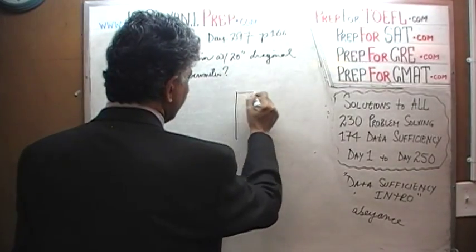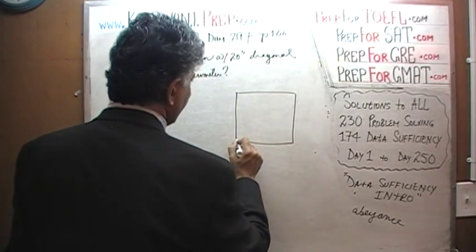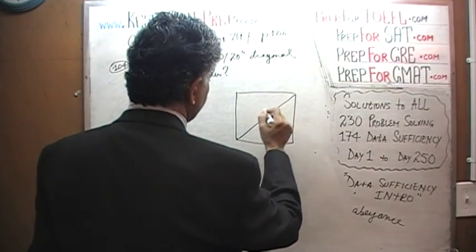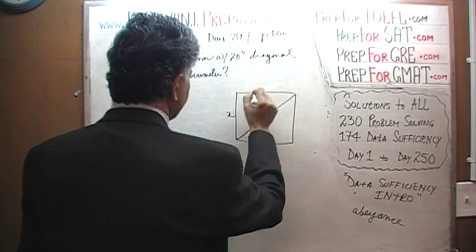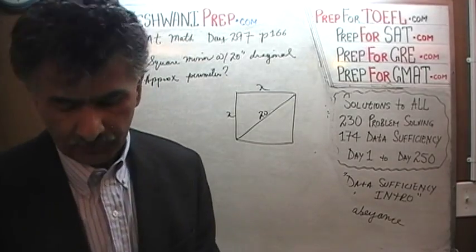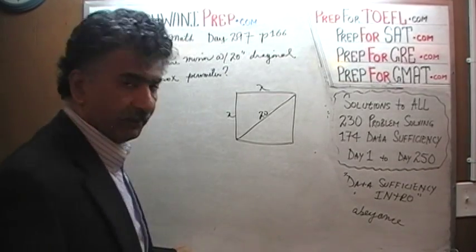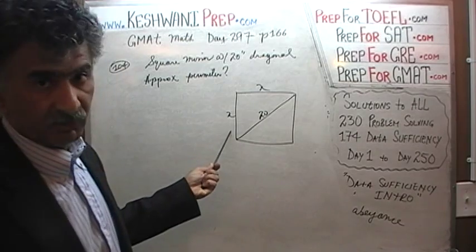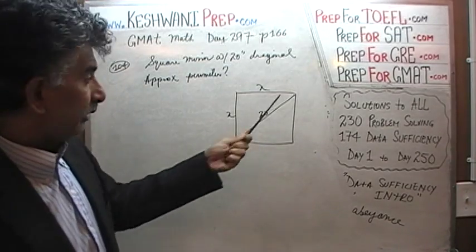So here's our mirror. It's a square, and we are told that the diagonal is 20 inches. And this side is x. It's a very simple application of the Pythagorean theorem. That's all there is. We apply the Pythagorean theorem, we find out the x, and once we have the x, we multiply it by 4 to get the perimeter.